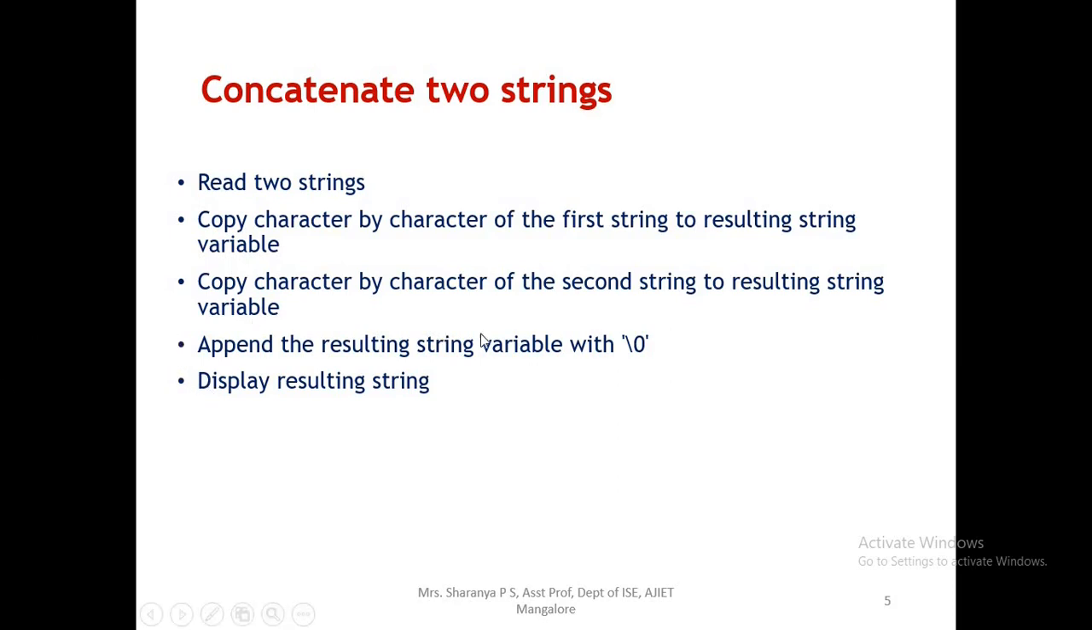And finally, append the resulting string variable with a \0, which indicates that the resulting string has ended. This is the final appended string. That's why it is mandatory to attach this \0 at the end of the string. Otherwise, it may end up displaying some garbage values. And finally, we need to display the string.